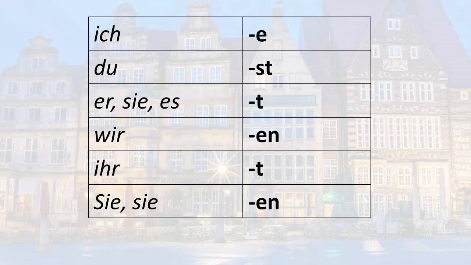All you have to do is remove the en to find the root and then just add these endings to that root according to the subject. So let's quickly go through that process. I bring. Notice I have my root here, and I just add my ending that goes with ich. Ich bringe. I bring.